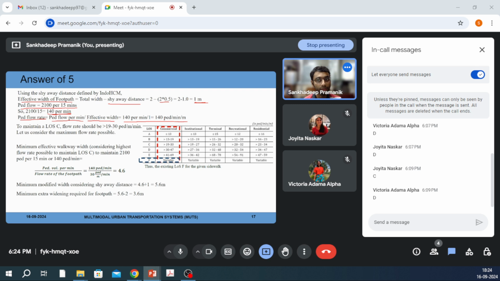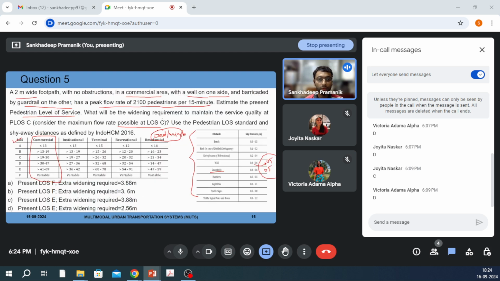minute per meter. And if we come to this table, for the commercial area it is greater than 69, so it will come under LOS F. So it will be LOS F. Now the second question is what will be the widening requirement to maintain the service quality at PLOS-C. So we have to maintain under this service.